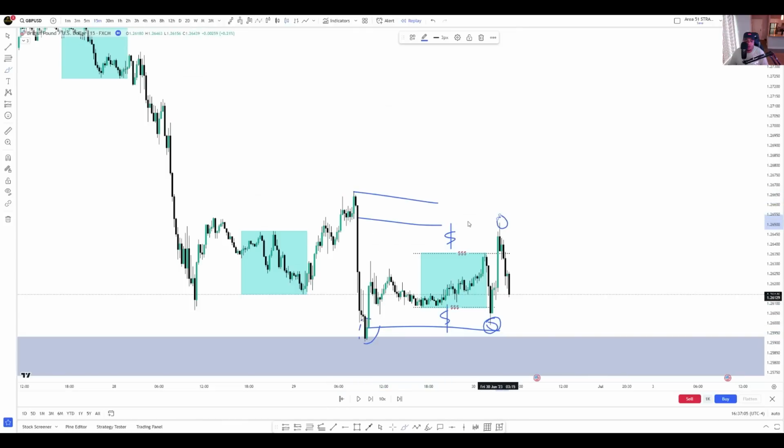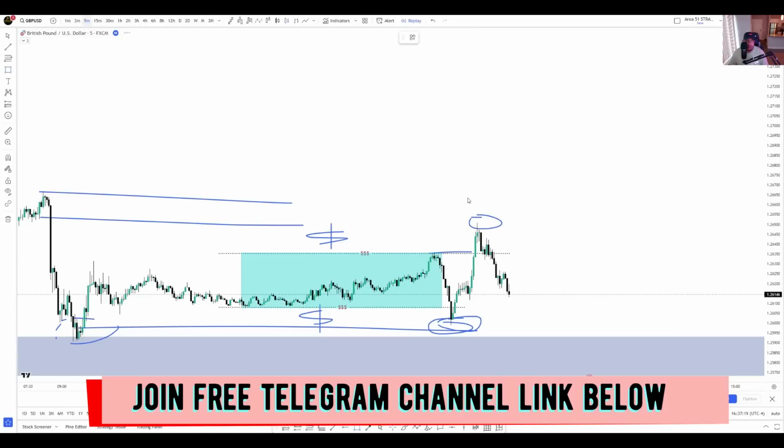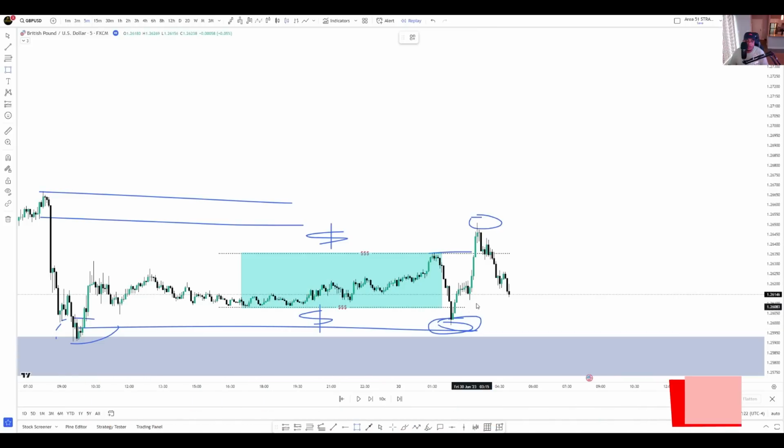Once it reversed, it gave me a change of character somewhere here. This was a lower high that led to a lower low, so this is going to be my change of character. After I marked my change of character, I'm going to go to the 5-minute time frame, and I'm going to mark my demand zone right here.